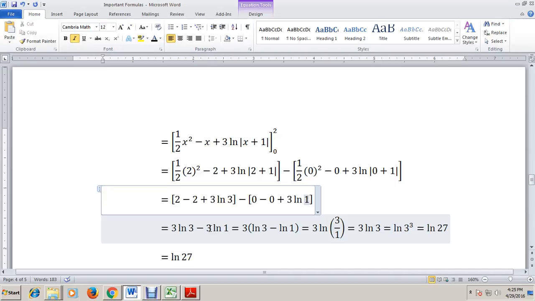Now, 3 here is a common term, so we can factor that out. What is left is 3 times ln of 3 minus ln of 1, which can be converted into ln of 3 over 1 by the properties of the logarithm. If you cannot recall these properties of logarithm, you could review your basic trigonometry or your differential calculus. So 3 ln of 3 over 1 becomes 3 ln of 3. Now, we can convert this into an exponent. We can put the 3 here as the exponent of 3, so we have ln of 27.